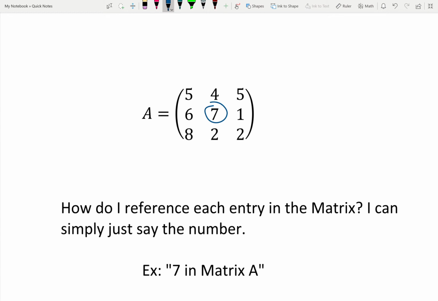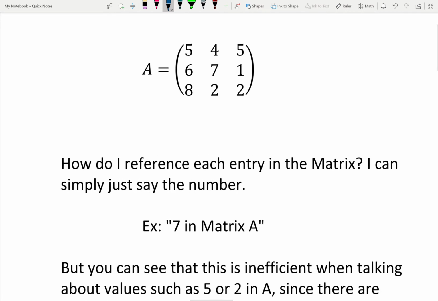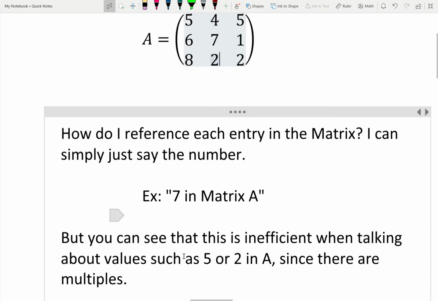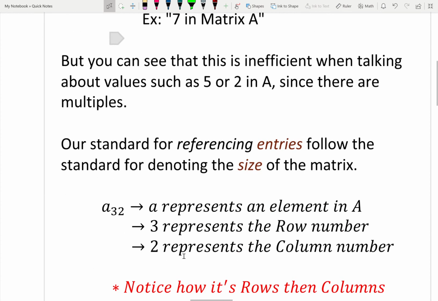However, the problem with this is that if I choose to say 5 in matrix A, I don't know if I'm referring to this one or this one. Same thing if I say 2 in matrix A, I don't know which one I'm talking about. So we have to have a good standard on how we go about referencing these. And here's our standard. So first of all, each thing in the matrix is called an entry or an element.